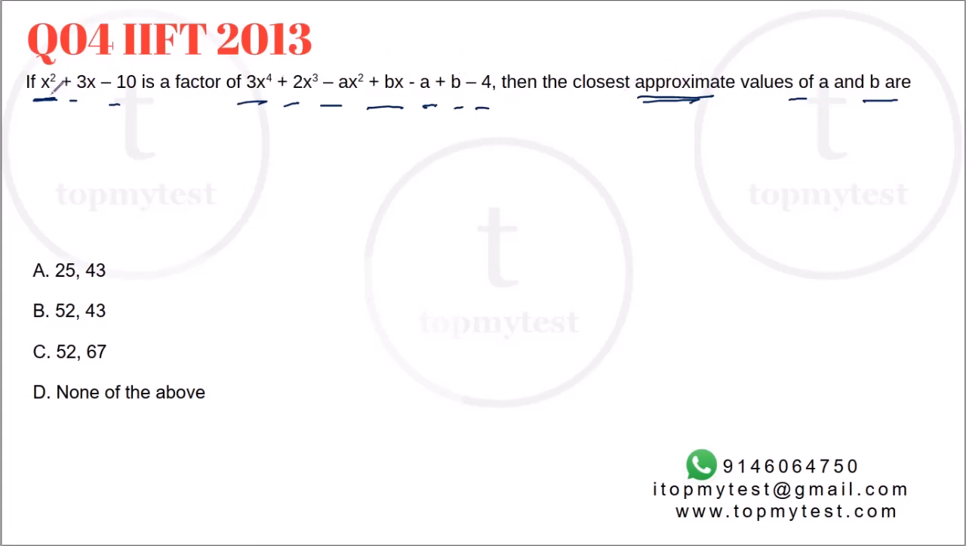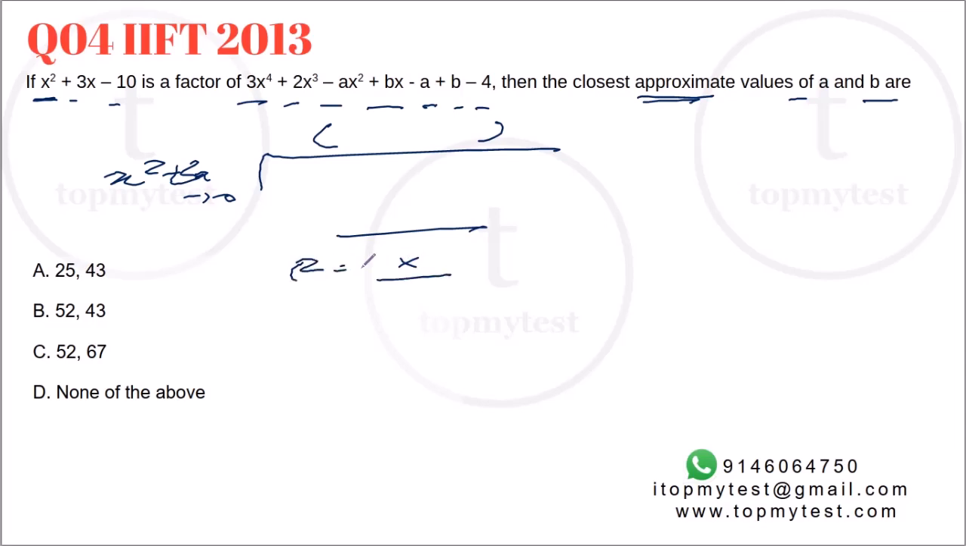Now, we know x square plus 3x minus 10 is a factor of this expression, which means if you divide this expression by x square plus 3x minus 10, you will get a polynomial quotient and the remainder will be 0. Right? Your remainder will be 0, which means it evenly divides it. Which also means that if I equate this to 0, the roots of this equation will also be roots of the larger polynomial.